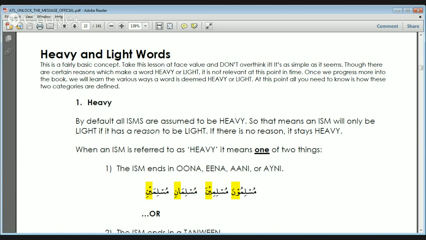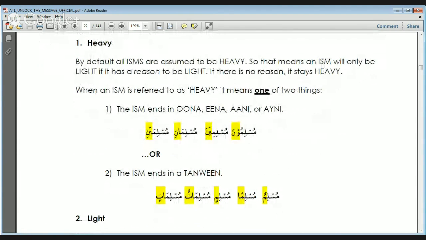A heavy word by default refers to all isms. Actually, no, let me go back. By default, all isms are assumed to be heavy. So that means an ism will only be light if it has a reason to be light. Now again, do we know why an ism becomes light? We don't, right? When an ism is referred to as heavy, it means one of two things. Number one is that the ism ends in una, ina, ani, or aini.